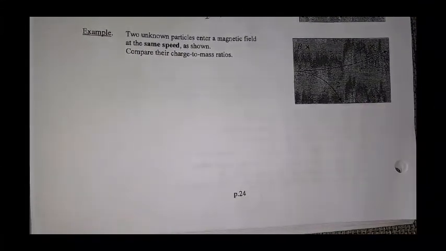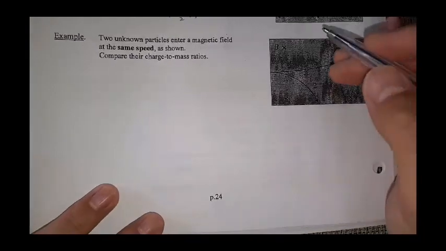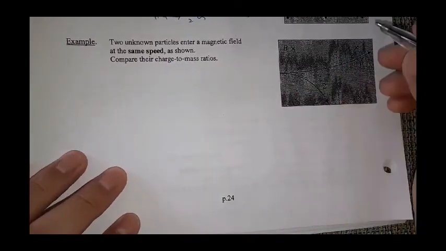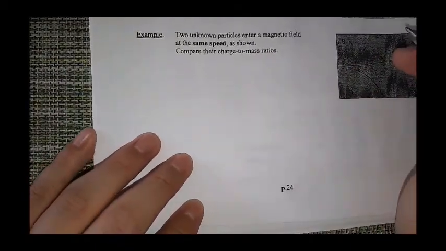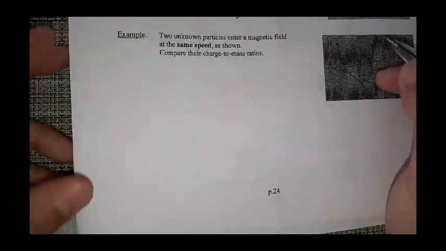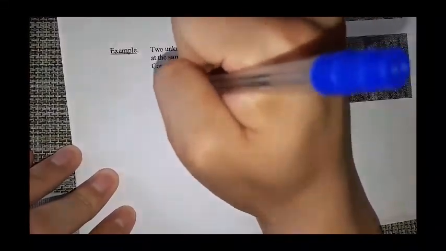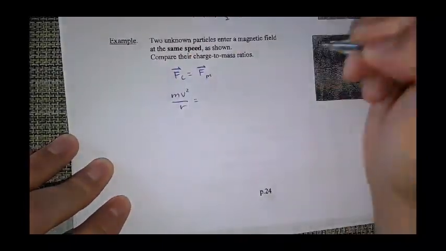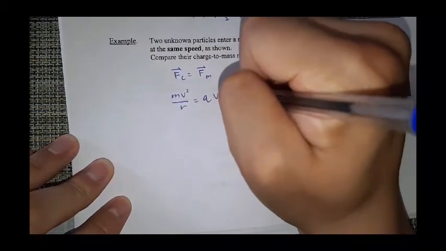Let's do another example. 2 unknown particles enter a magnetic field at the same speed. Compare their charge to mass ratio. So we're not talking about direction per se. Let's talk about circular motion and magnetic force. So circular centripetal force and magnetic force relationship. Now Fc is mv squared over r, Fm is qvb.